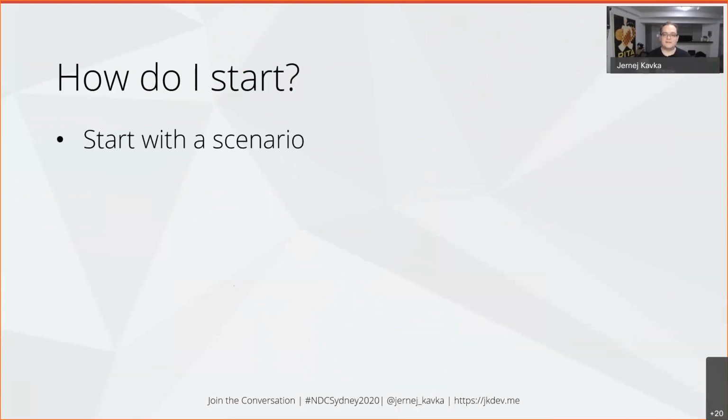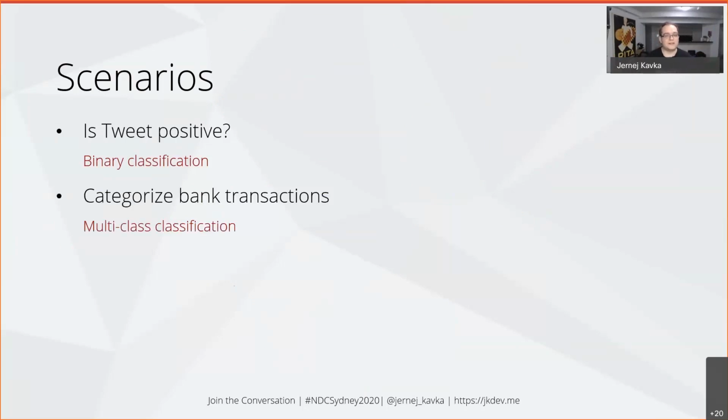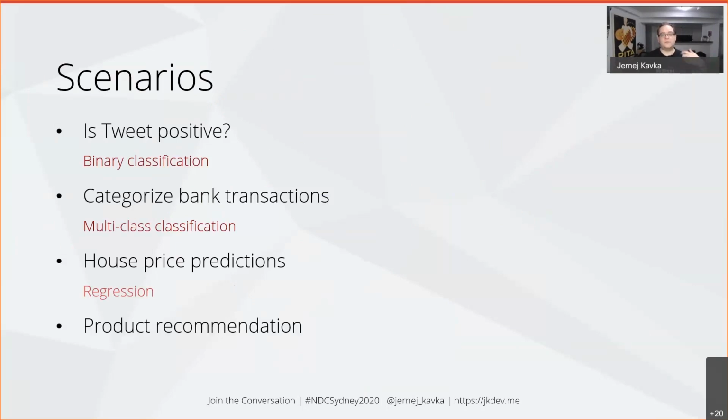start? So you start with a scenario. A scenario, for instance, would be, is a tweet positive? That would be sentiment analysis, and for sentiment analysis, you use binary classification. You're just interested in yes or no. For instance, if we want to categorize bank transactions, that would be multi-class classification. If we want to do house predictions, that is regression. If we want to do product recommendation, that's clustering. If you know what your scenario is and then try to figure out the most appropriate subtype of machine learning, it allows you to focus on what you need to learn rather than trying to learn everything and then realizing you have no idea how to use your knowledge now.